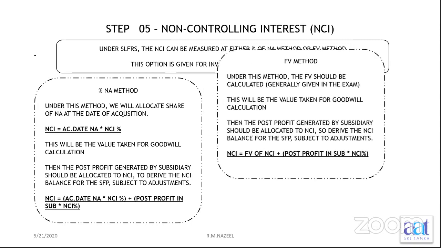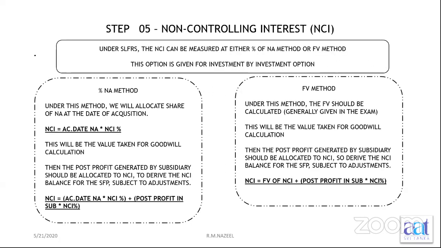Now the fair value method. Under this method, fair value should be calculated; you need to find out the value. Generally, there is an option given in the exam. You will be given the number of shares in the subsidiary company, you have the NCI percentage, and you will be given the market value. So take number of shares into NCI percentage into market value, and you can get NCI. Or the examiner will give you the fair value of NCI at the date of acquisition. This should be taken to the goodwill calculation.